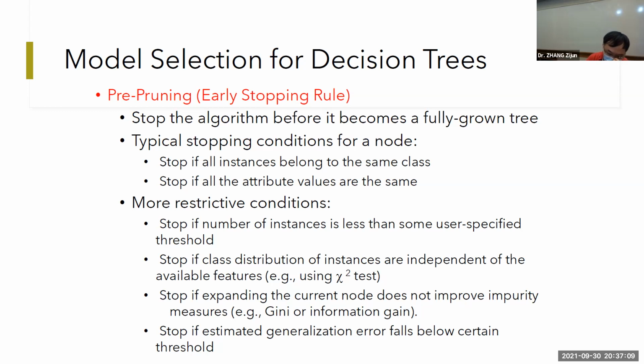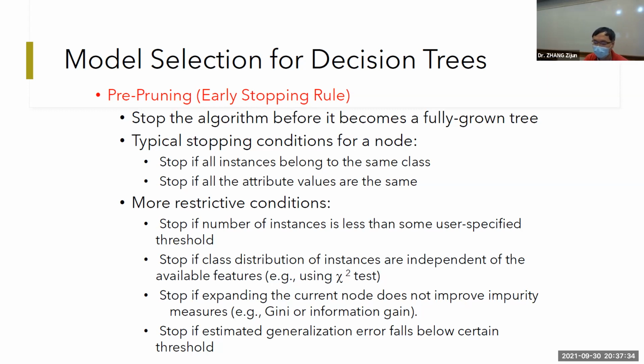You can stop early. Third is stop if expanding the current node does not improve the impurity measure. That means your Gini or information gain based on the entropy measure cannot be further enhanced. Then you don't need to further expand. Okay, you don't need to further grow the tree structure.